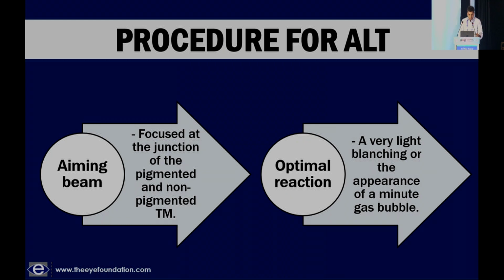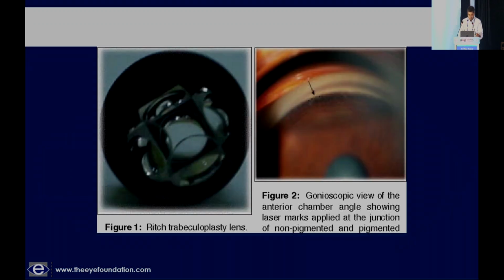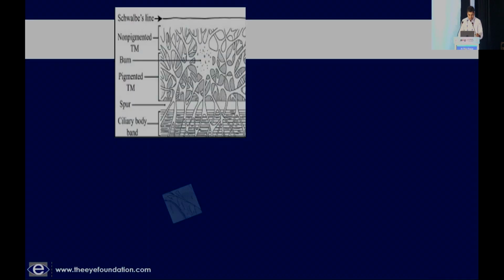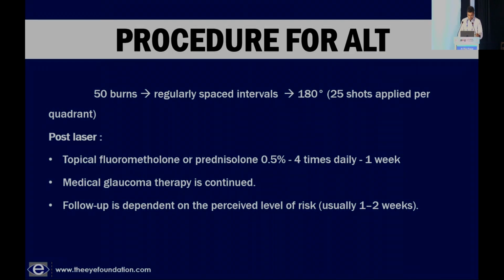The procedure of ALT, wherein we aim the beam at the junction between pigment and non-pigment epithelium. Optimal reaction is a slight blanching. So the procedure is, we give 50 burns regularly spaced over 180 degrees, 25 shots per quadrant.